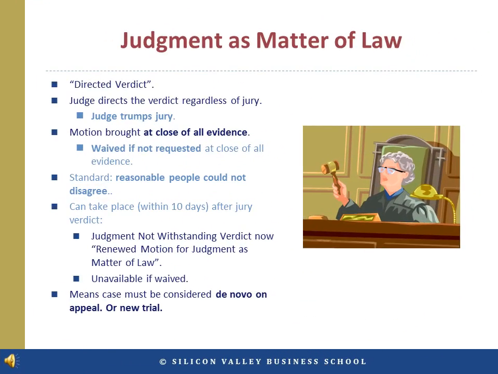Judgment as matter of law is a directed verdict by the judge, regardless of the decision of the jury. This is where the power of the judge trumps that of the jury. The motion for judgment as matter of law must be brought at the close of all evidence. Otherwise it's waived and cannot be brought again after the decision of the jury.